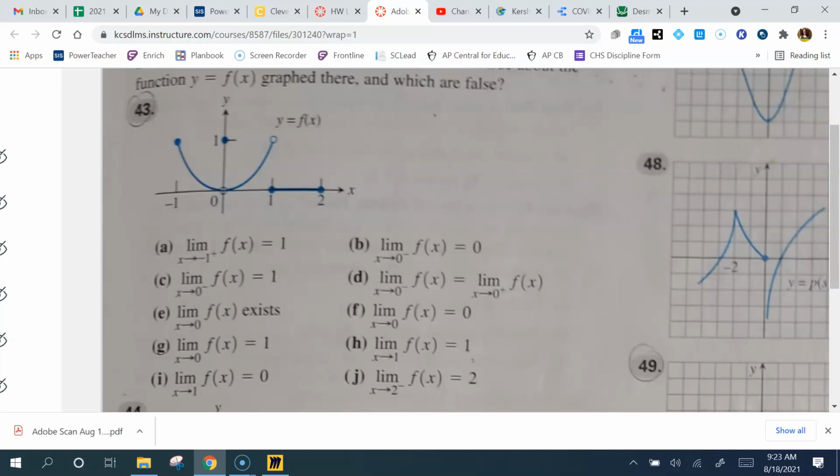What's the limit as x approaches 1 from the left? It's 1. Exactly right. Now, what's the limit as x approaches 1 from the right? 0. Are those two the same? No. If they're not the same, it does not exist. So true or false for H? False.